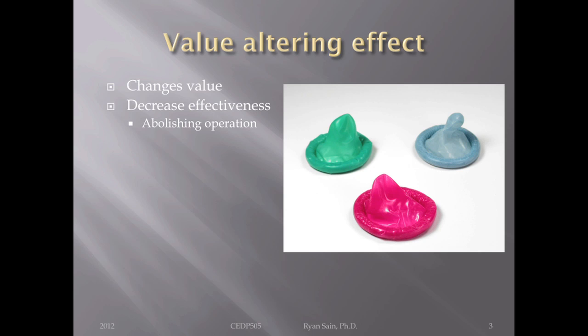You might wonder why there's a picture of condoms up here. Well, condoms are a classic value-altering tool. They tend to decrease the effectiveness of the primary reinforcer of sexual contact, right? So this is one of the reasons why people have a hard time consistently using condoms, is because they are abolishing operations. They're going to decrease the value of the reinforcer.